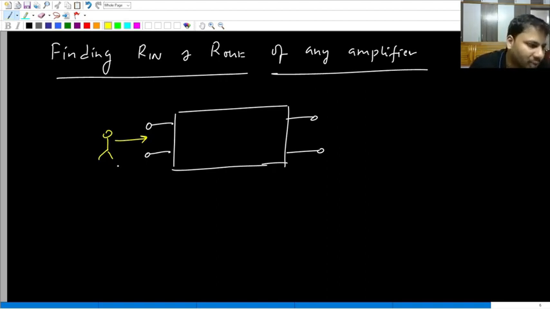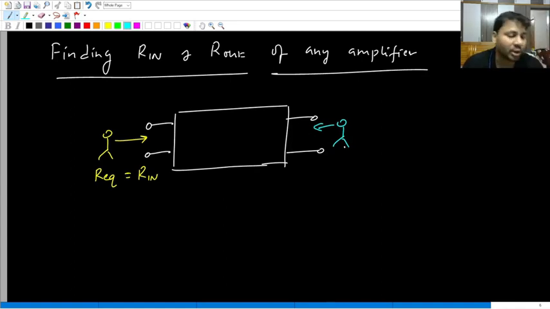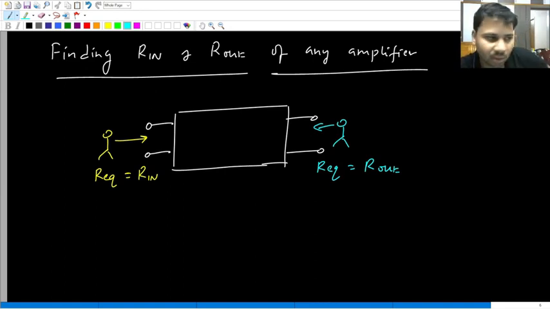So looking into the input port, whatever equivalent resistance you are going to see, that is what we call the input resistance. Similarly, you can also stand here and look in this direction. If you are looking in this direction, it means you are looking into the output port. Again, looking into the output port, whatever equivalent resistance you will see, that is nothing but the output resistance. So this is how we have defined the input and output resistances previously.